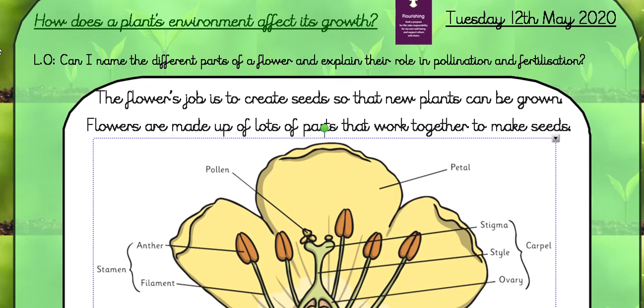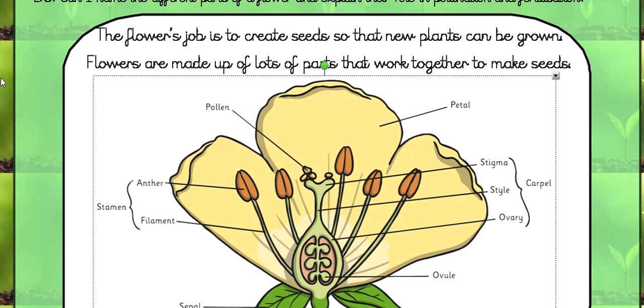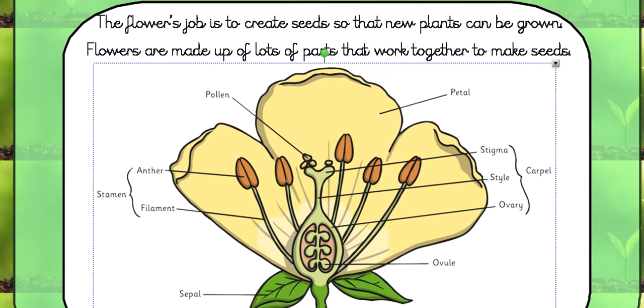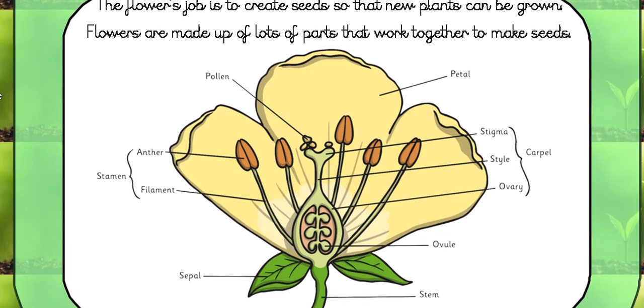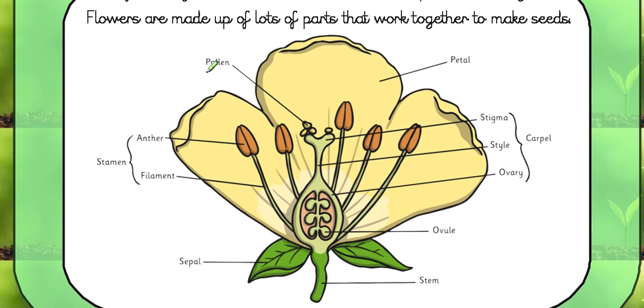So, as we know, the flower's job is not just to look pretty. It's also to create seeds so that new plants can be grown. Flowers are made up of lots of parts that work together to make seeds. So some of these words you might recognise already, like pollen, so that all the yellow bits you can see inside a plant sometimes gets up your nose, gives you a bit of hay fever.